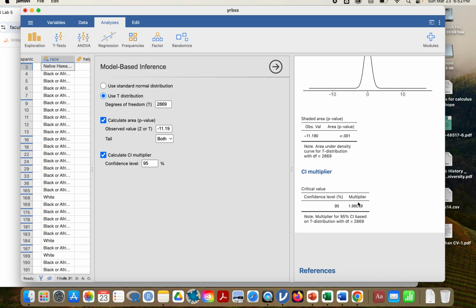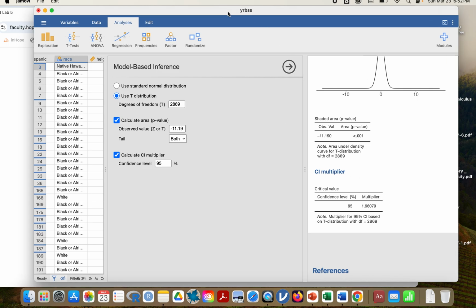Just a comment: our sample size is so large that the t distribution and the standard normal distribution, the z distribution, are going to be very, very close. At this size of n, they're basically the same.